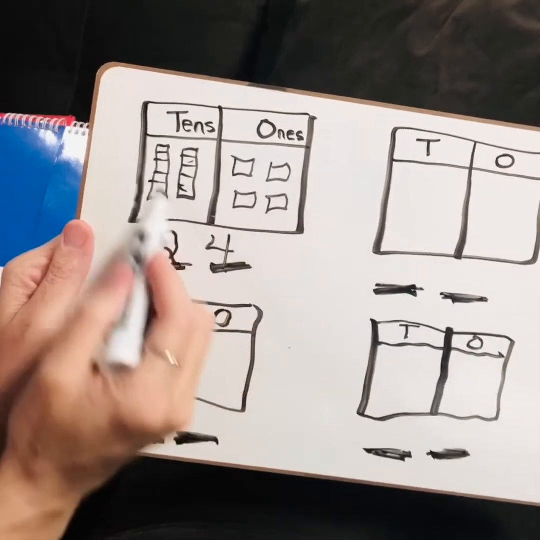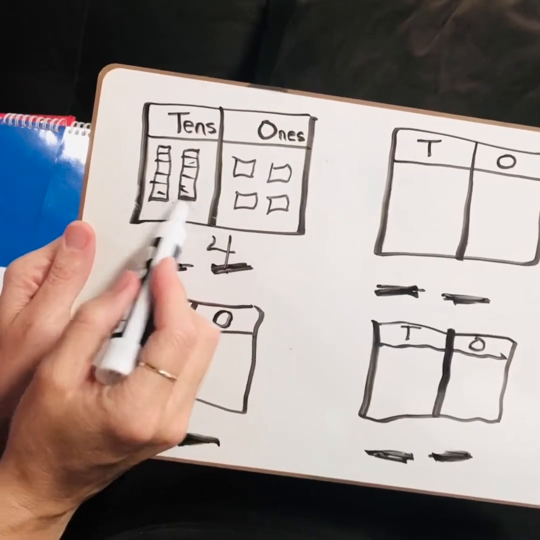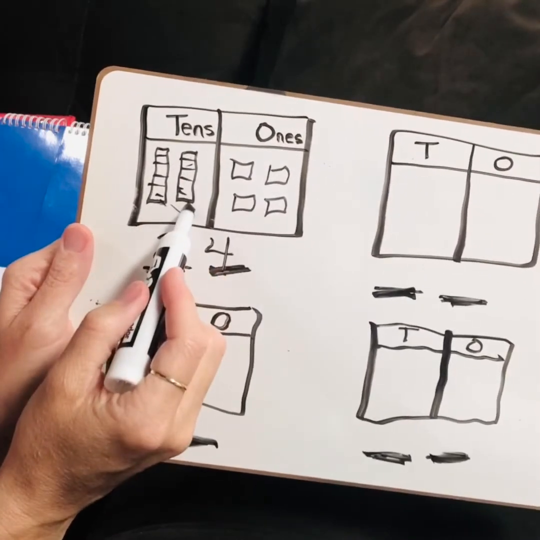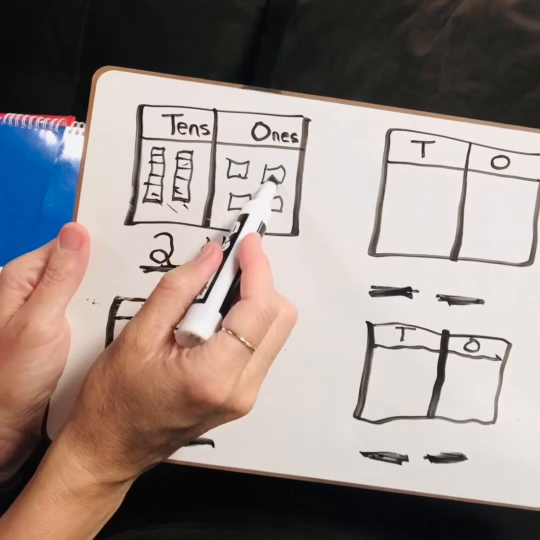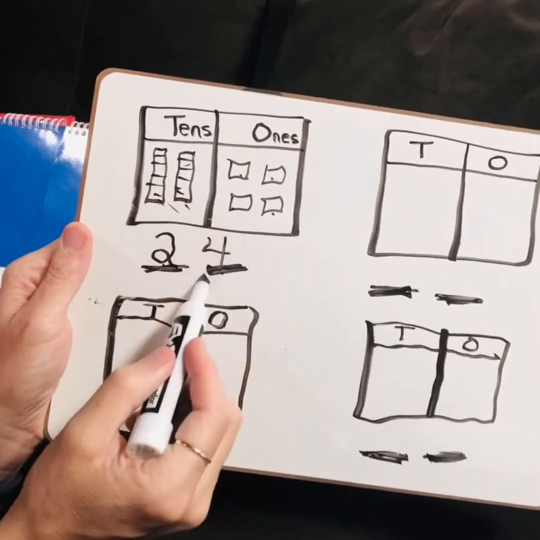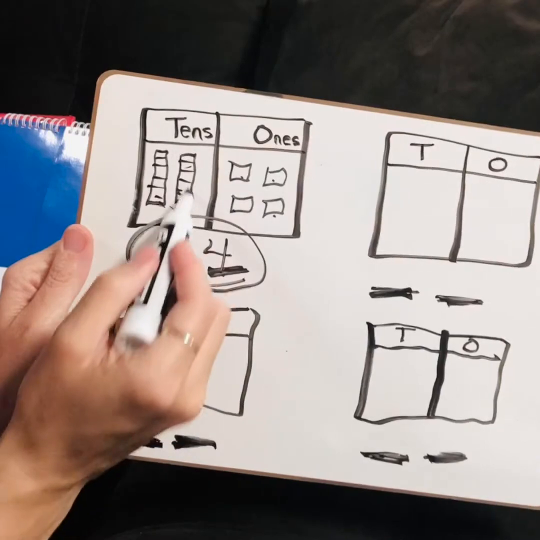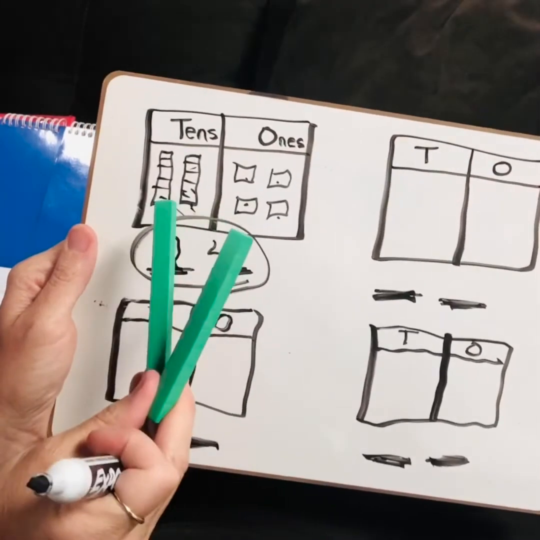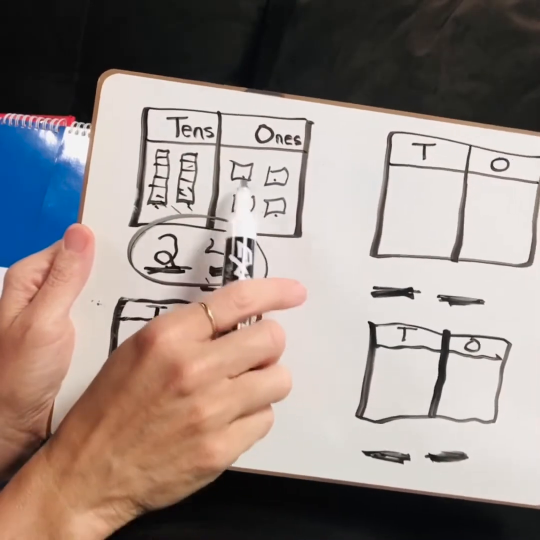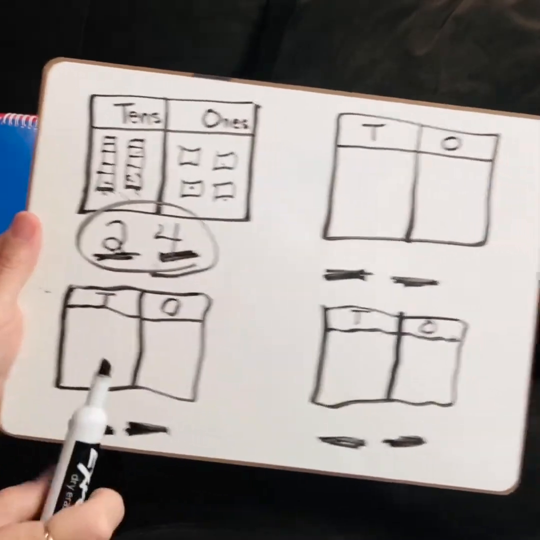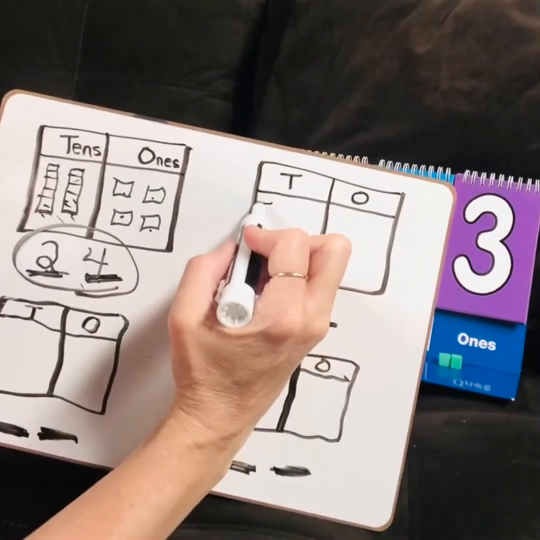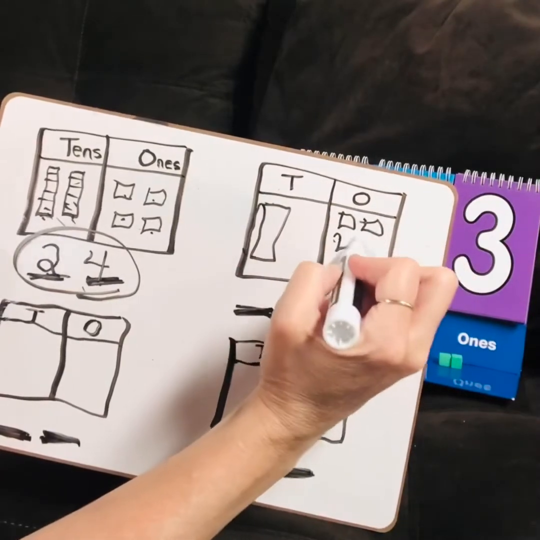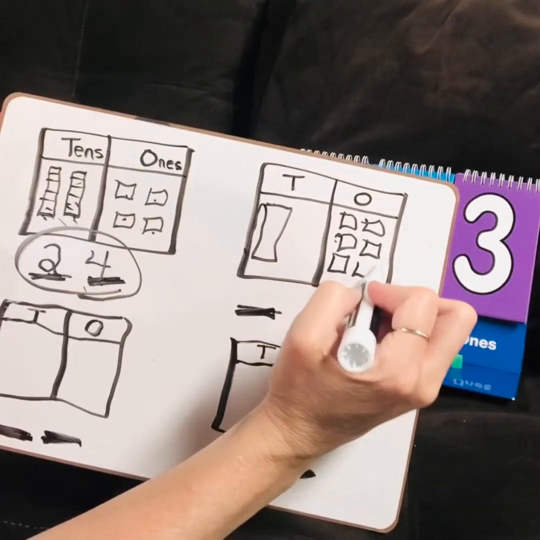Well, let's count up here and see if I have 24. We're going to skip count by 10s. So 10, 20, 21, 22, 23, 24. 24, and it matches. I have 2 groups of 10 and 4 ones. All right, and then parents, you can go ahead and do another one. Let's see if you guys can get this one.